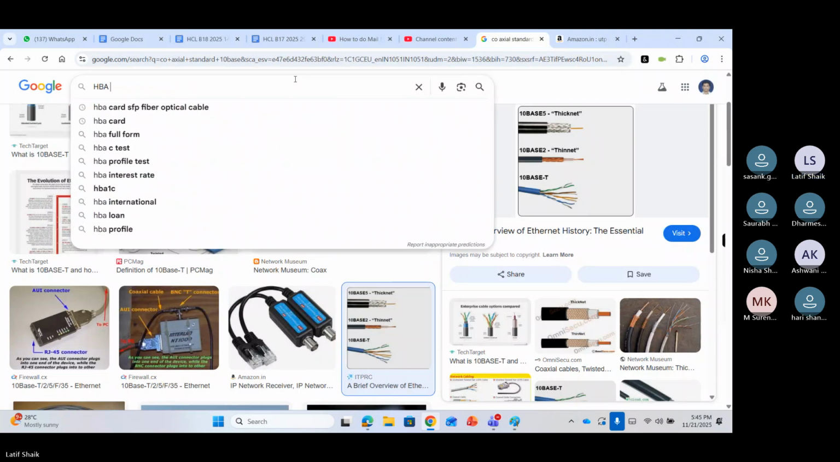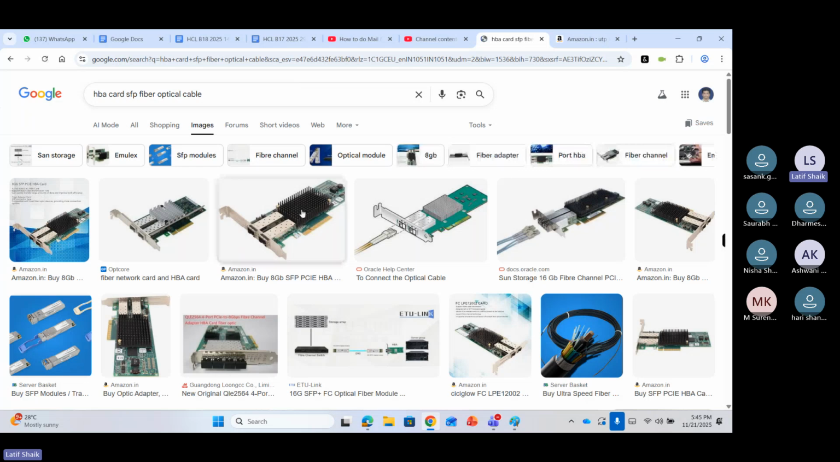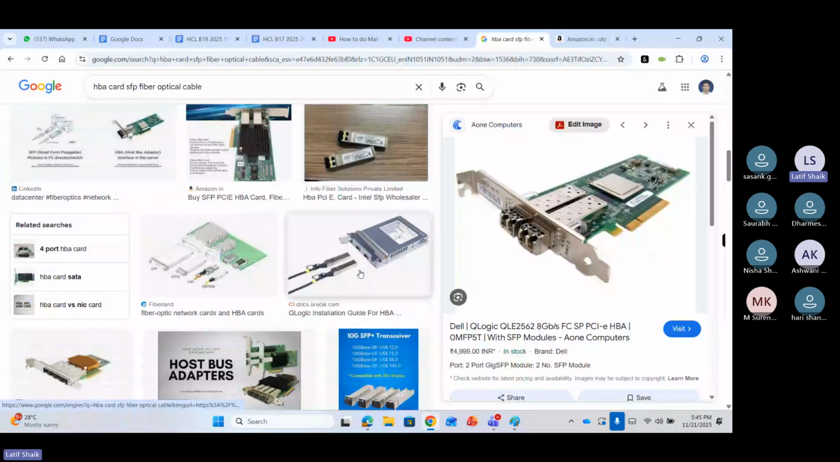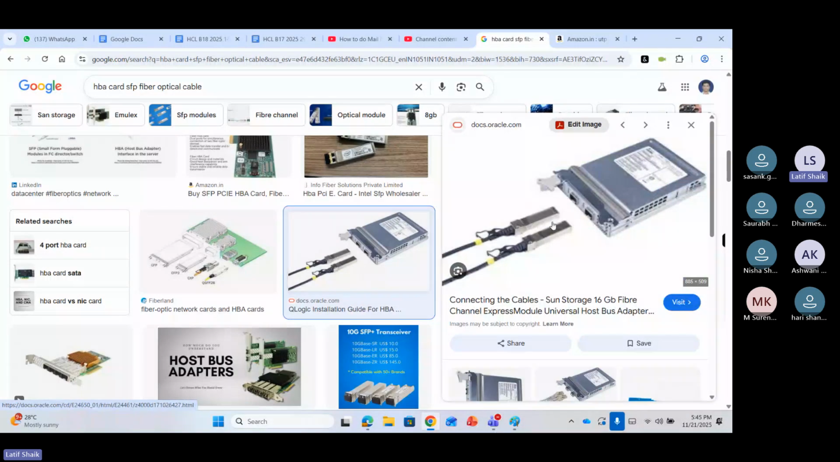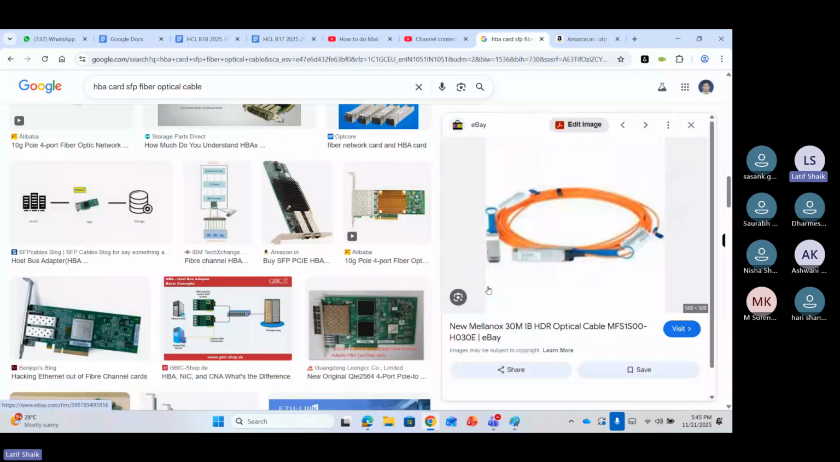HBA. Okay, these are the host bus adapters. So we want to connect, and then we use these fiber optical cables that separate sockets. The people are connected. Okay.